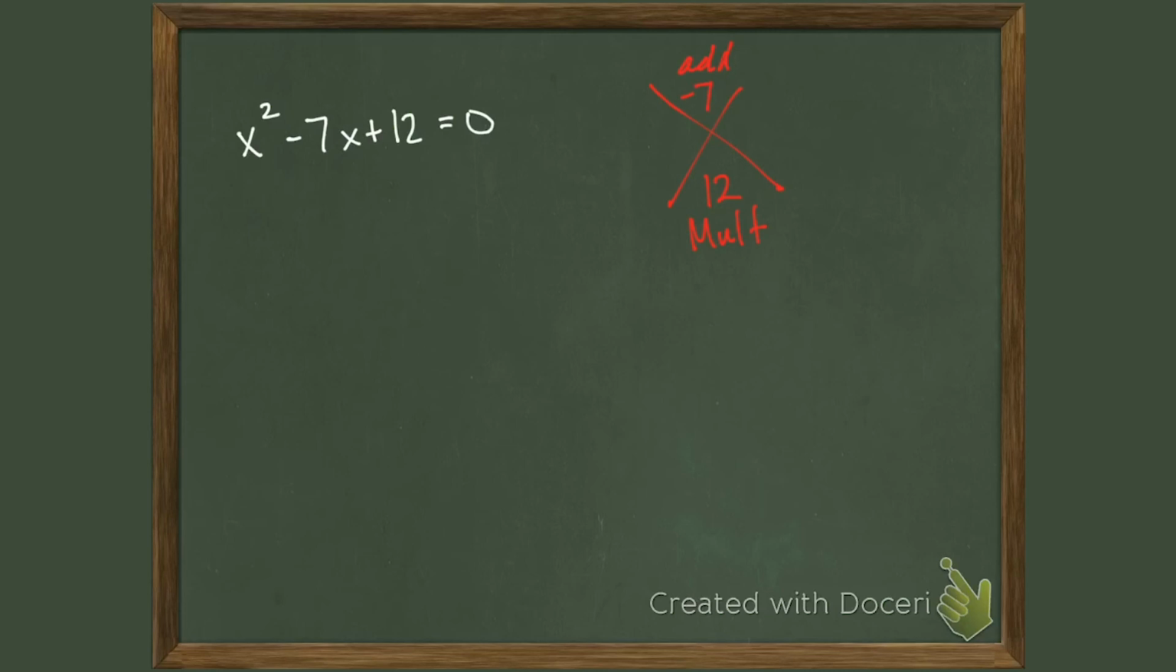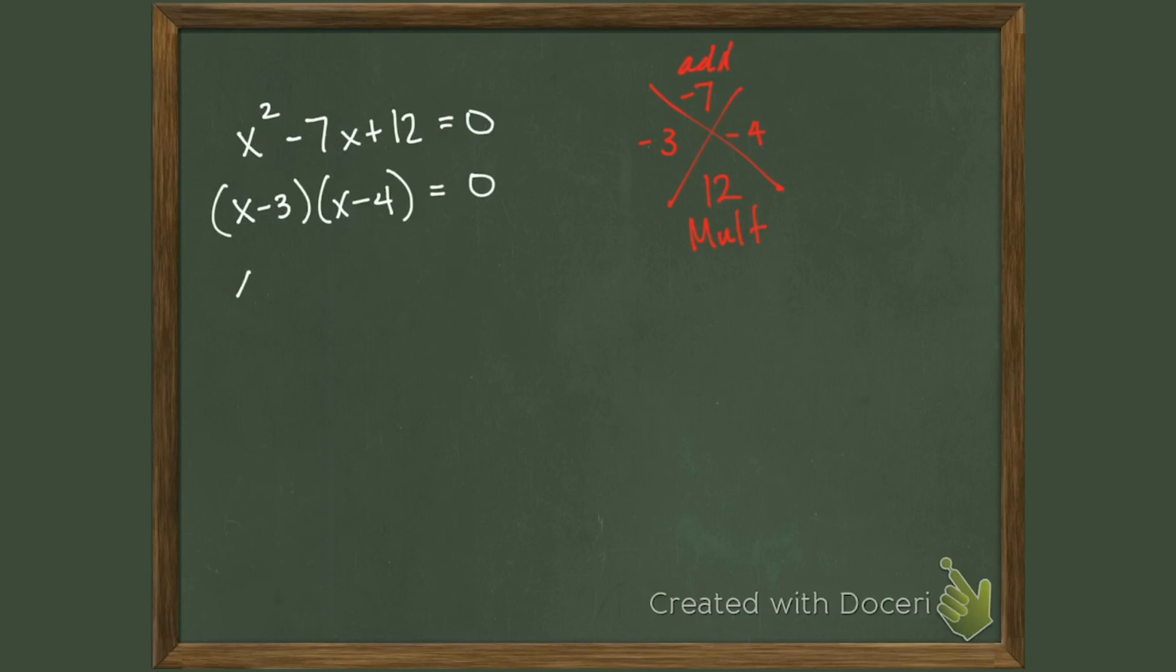Pause the video, see if you can figure it out. Well, I know that 3 times 4 is 12, and 3 plus 4 is 7. However, signs matter here. It's still a positive 12, so that means that the signs have to be the same, either both negative or both positive. In this case, they're going to both be negative because the 7 is negative. So I have x minus 3 times x minus 4. That's the factored form. That's equal to 0.